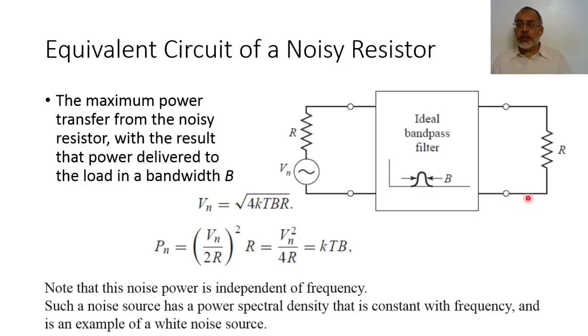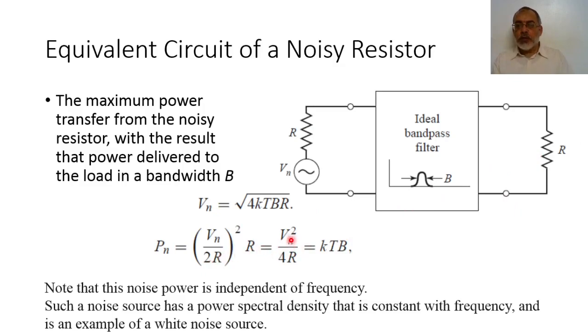In this case, the maximum power transfer to the load resistance would be the value of Vn squared over 2R squared. So it would be simply Vn over 2R, all of them squared. This is the maximum current I squared multiplied by the resistance R. So the maximum power transferred from the noisy resistor to the load resistor would be V noise over 2R squared, which corresponds to the current I squared, multiplied by the resistance R.